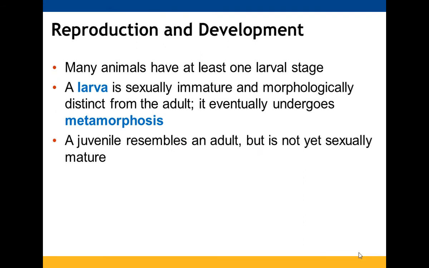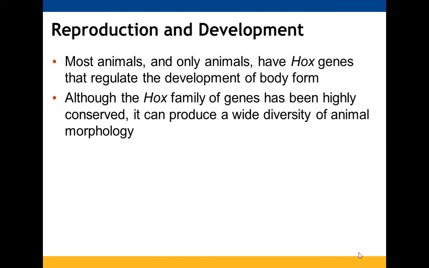A lot of animals have at least one larval stage. That larva is sexually immature and is definitely morphologically distinct from the adult. It eventually will go through a metamorphosis and form a juvenile form. And the juvenile form is more like the adult, morphologically speaking, but is not yet able to reproduce.